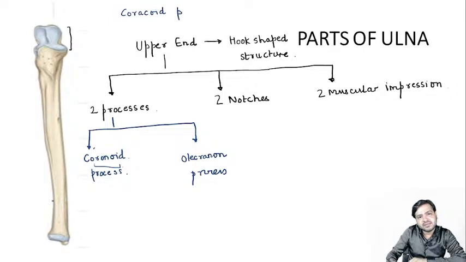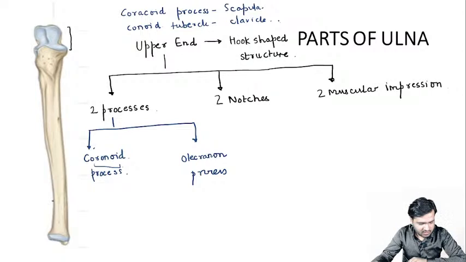Remember, the coracoid process that you see in the scapula, and the conoid tubercle that you see in the clavicle.